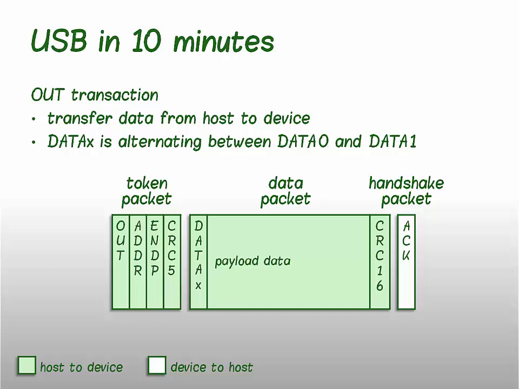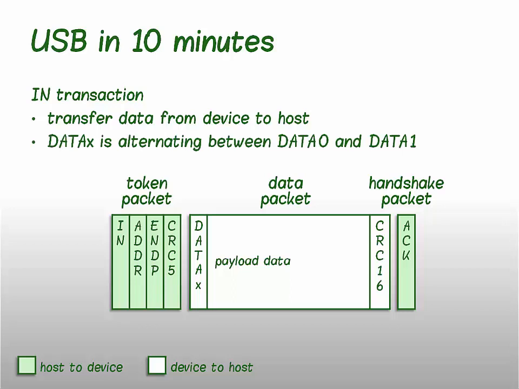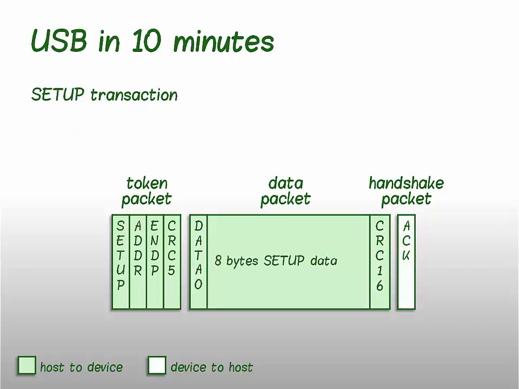In the out transaction, host sends token and data packets and expects to receive a handshake packet from the device. In transaction is similarly used for transfer of data from a device to the host. Again, data 0 and data 1 alternating PIDs are used. In this transaction, the host sends a token packet, device sends a data packet, and the host confirms with a handshake packet. Finally, we recognize a setup transaction.